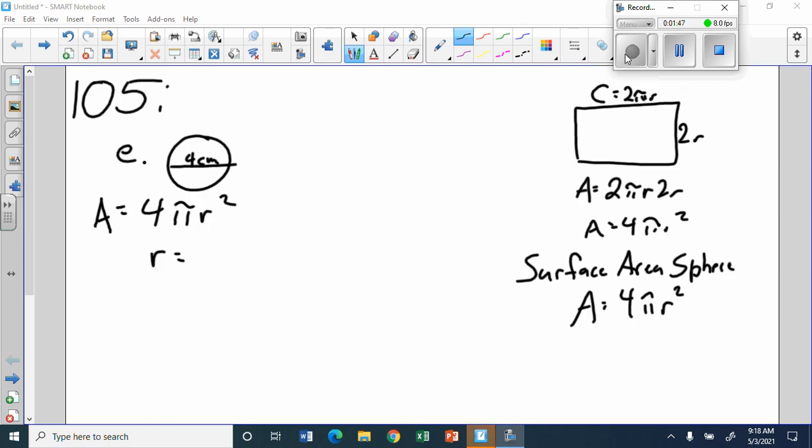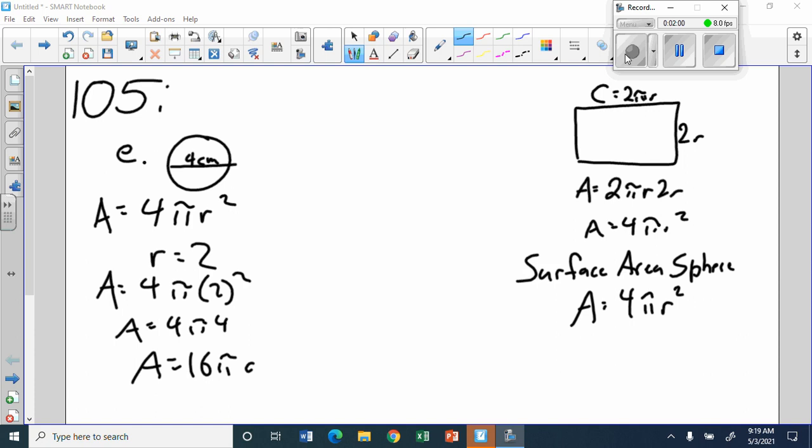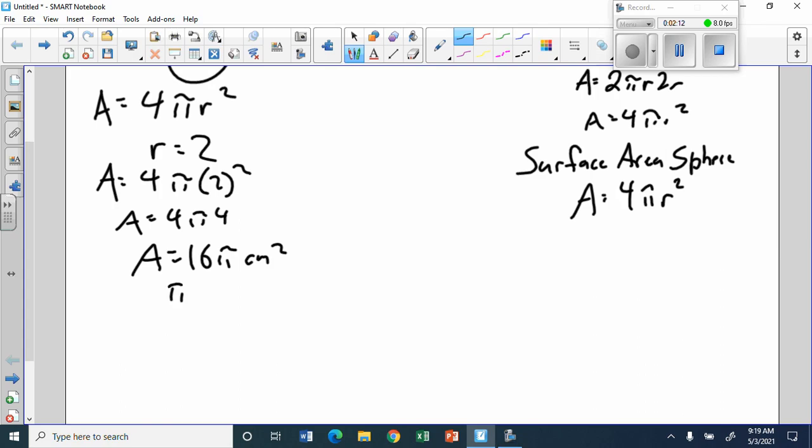So 4 pi r squared, r is 2. Area equals 4 times pi times 2 squared. Area equals 4 pi 4. Area equals 16 pi centimeters squared. That's my exact answer. But they want us to use 3.14. So if pi is 3.14, area equals 16 times 3.14.